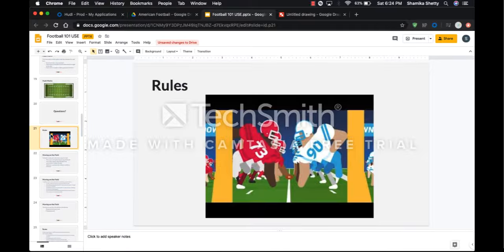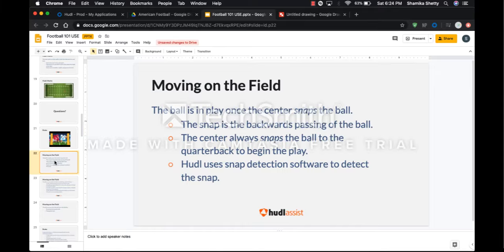Now let's talk about the rules of the game. So how does the game start? How do we move forward in the game? First, the game always starts with a kickoff. An American football game starts with a kickoff. Now we talked about the special teams. They come into the picture here.